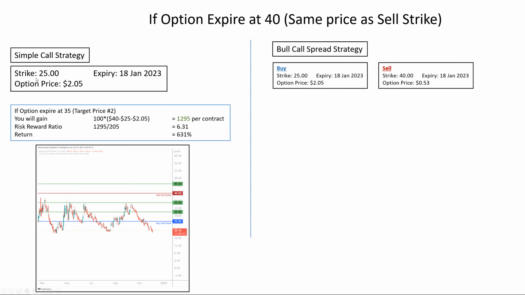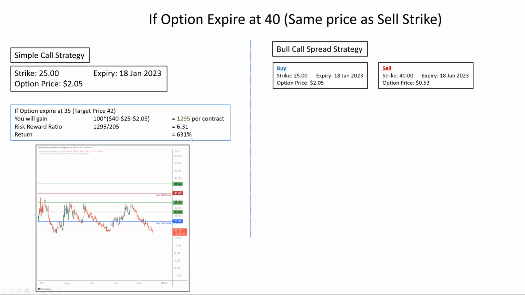So at $40, sorry, there's a typo here. This should be 40. So let's say if the option expires at $40, you will get 40 minus 25 minus 2.05, which is your option price, multiplied by 100, you will get $1,295 per contract. Okay, so your risk reward ratio is 6.31 for a simple call strategy.